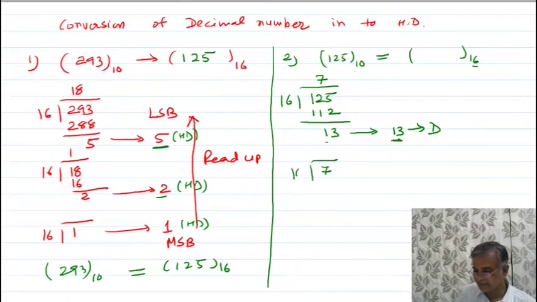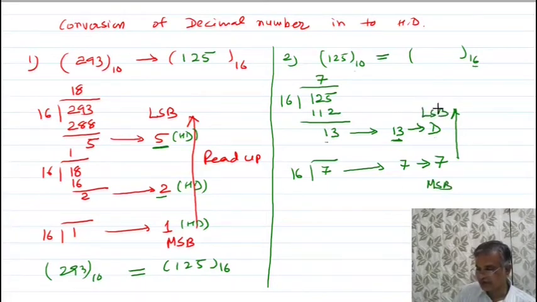Then 7. 7 cannot be divided by 16, so the remainder is 7. Read it upward: this is MSB, this is LSB. So I can write 7D. My answer is 7D. In this way you can do the sum. Another numerical, look here.